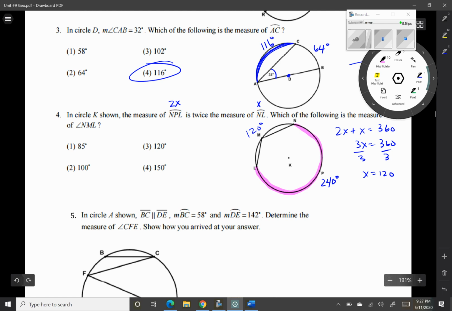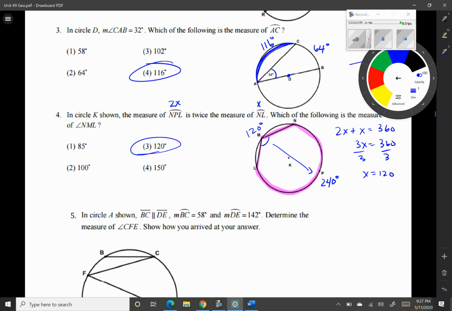And they want this inscribed angle. They want angle NML. Well, inscribed angles are half of their arc, right? That's the arc. So if I divide that by 2, I get 120. Just weird that the answer is in the problem in a different place.